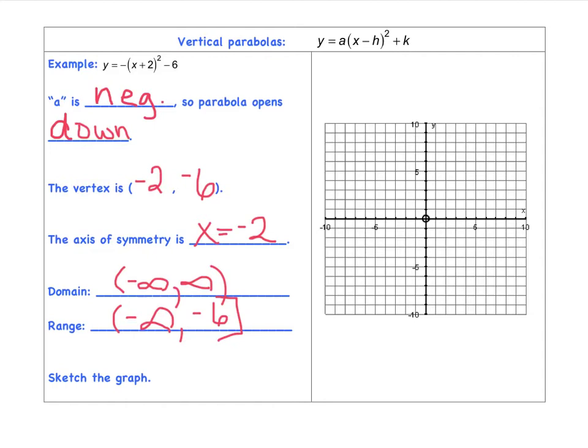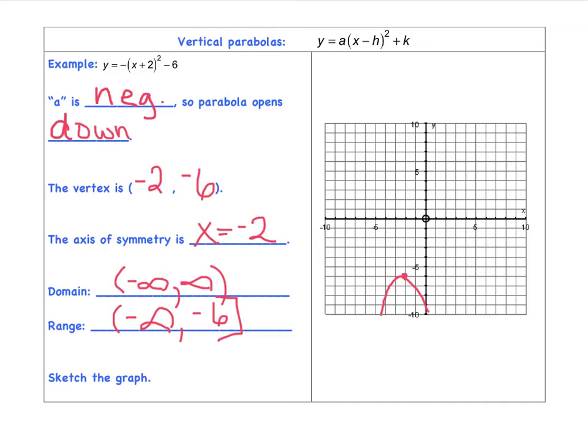Now the first thing I need to do is find the vertex. Please forgive me if mine is not exactly perfect. It's kind of hard sometimes on this, but I did pretty well. Anyway, so there's my vertex. Now because my A is negative, I know it opens downward, and so it's going to look something like that.